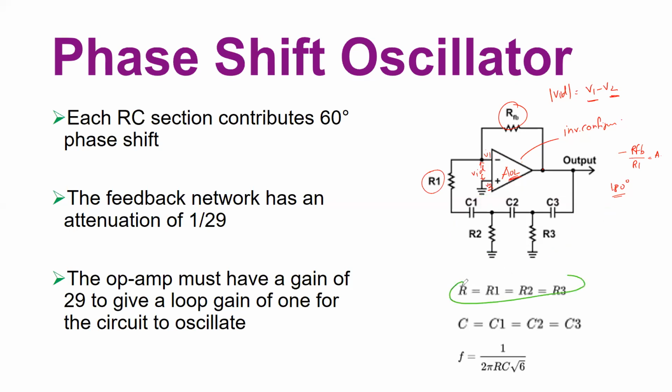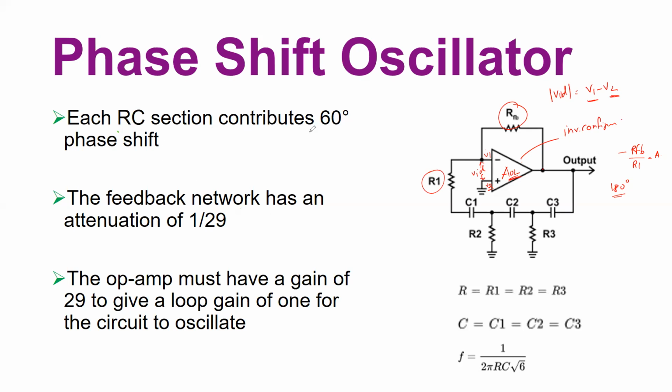Again, you have the same formula, R1, R2, R3 and C1, C2, C3. If the frequency of oscillation required is, let's say, 100 kilohertz, then you choose the value of 0.01 microfarad, calculate the value of R from this formula and put in the values here, and your circuit will oscillate as long as you satisfy the two conditions: the magnitude of A times beta has to be greater than or equal to 1, and the angle of A times beta is equal to 0 degrees. So again, the same condition here.